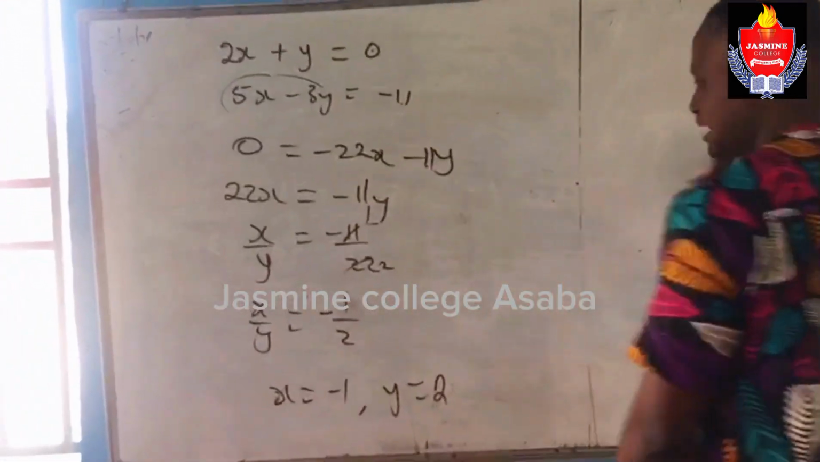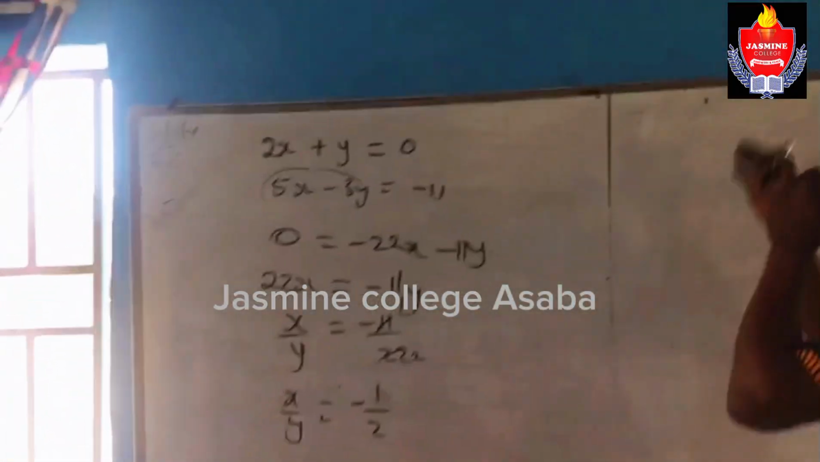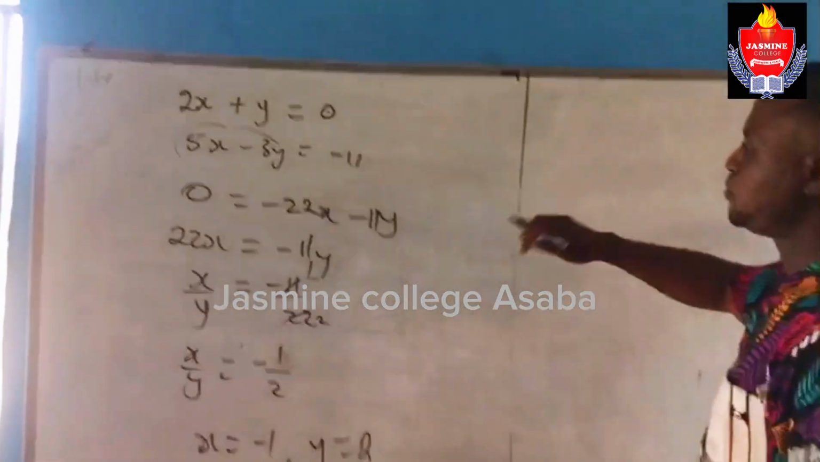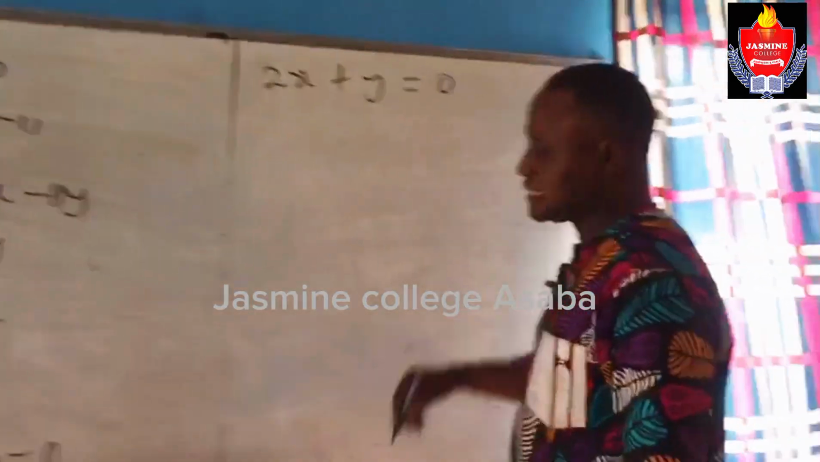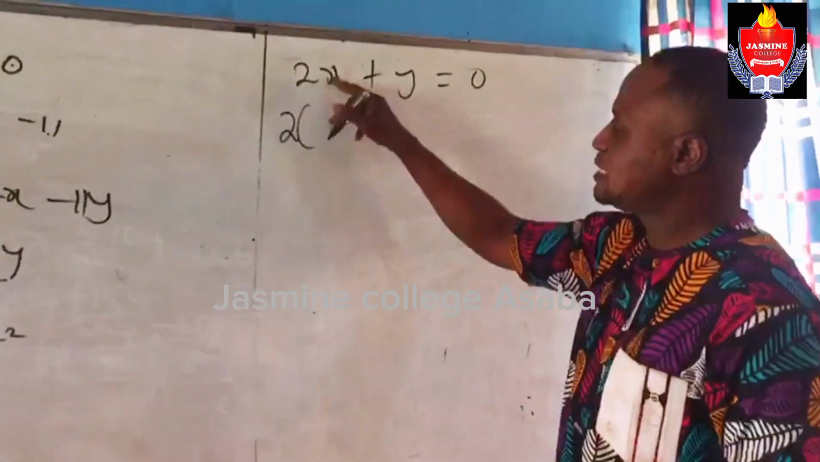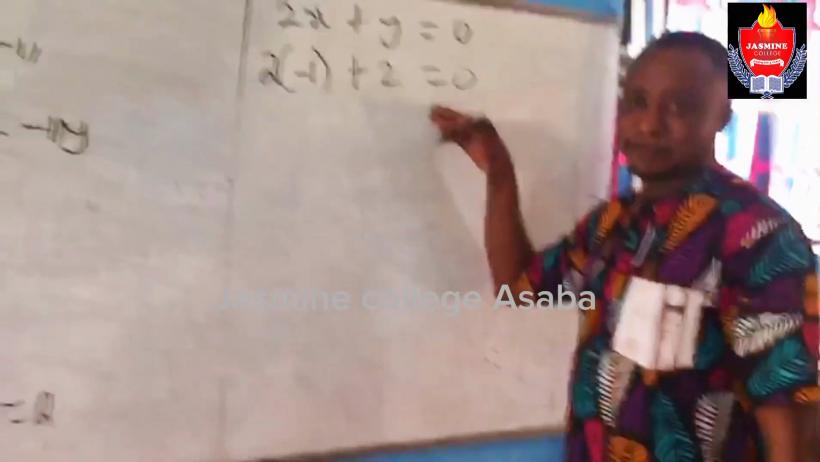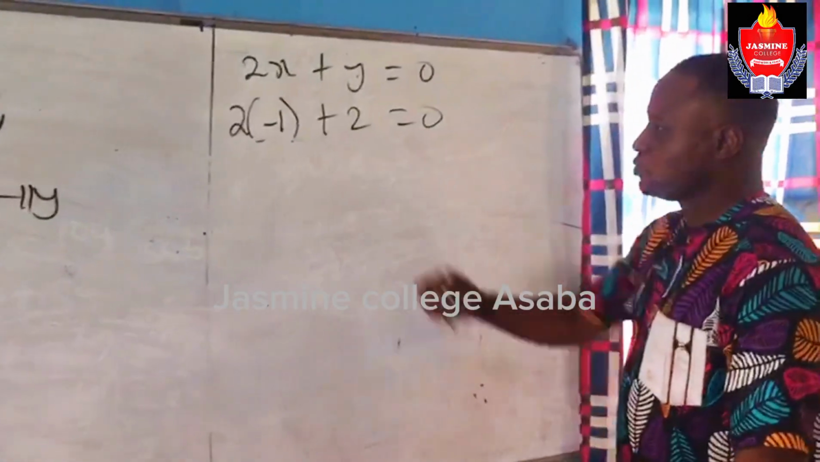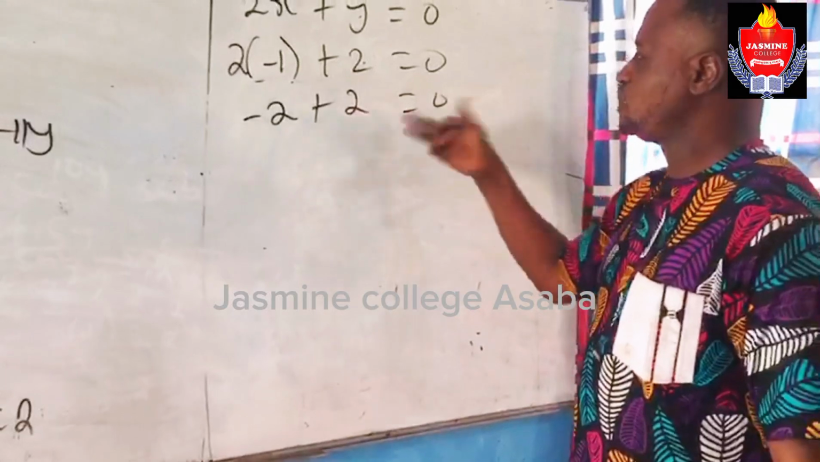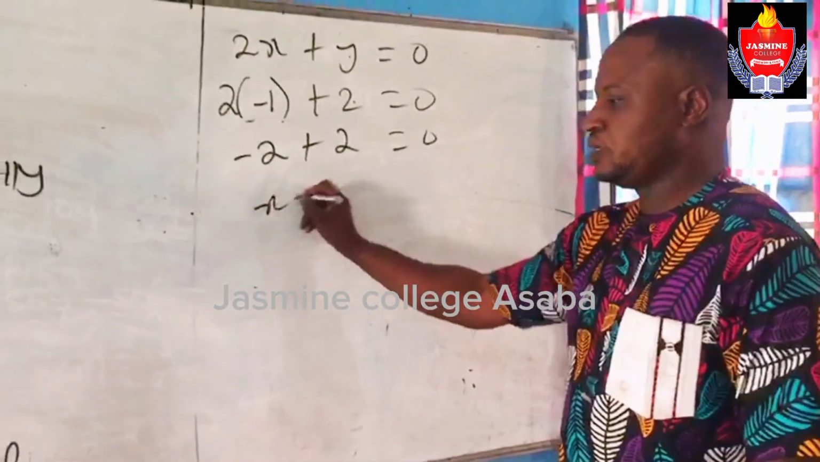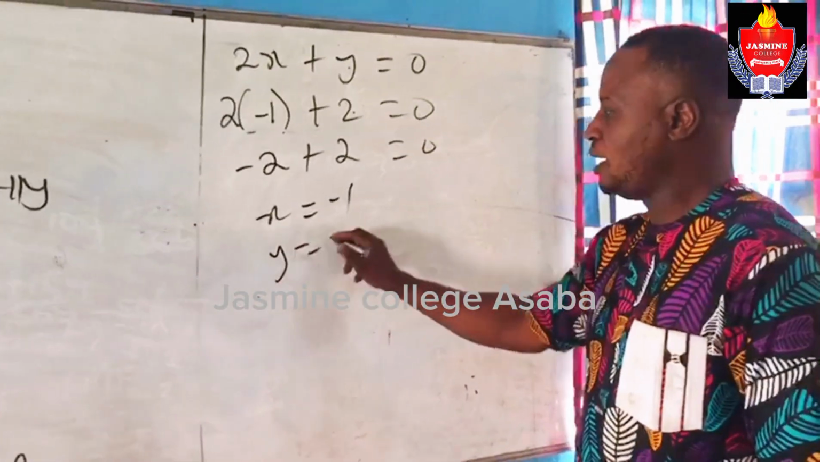Now, we are using the word temporary here because these values have not yet been confirmed true. Now, let's take one of the equations available for us here and see the validity of what we just got. So 2x plus y is 0. Now, by the time you replace this x with minus 1 and y with 2, let's see whether this expression will turn out to give 0. 2 times minus 1 is minus 2 and then plus 2. We can see minus 2 plus 2 is obviously 0. So it is true and valid that x is minus 1 and y is 2.